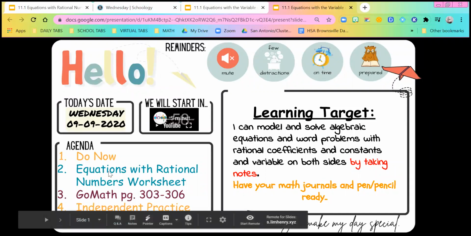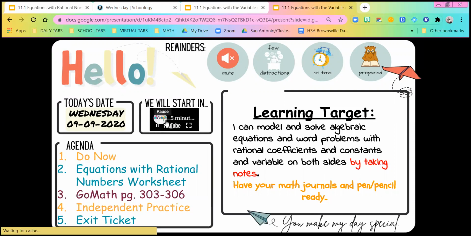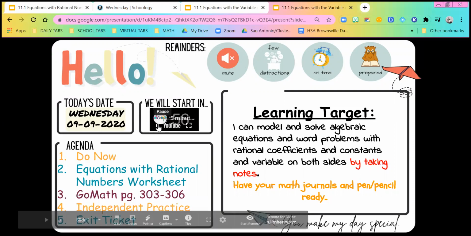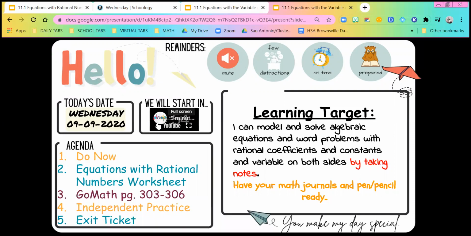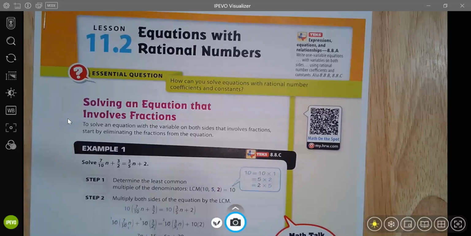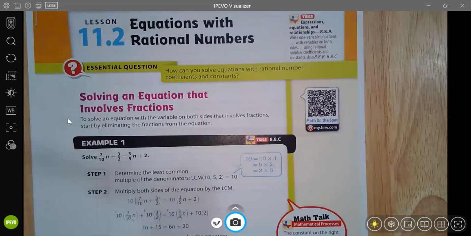All right, so then we'll be working on the worksheet, and then we will work on some problems in the Go Math that I have linked already into Schoology. Of course, our independent practice, and then we'll end our day with the exit ticket. All right, so let me go ahead and stop this one, and let me go ahead and take you to your packet here.